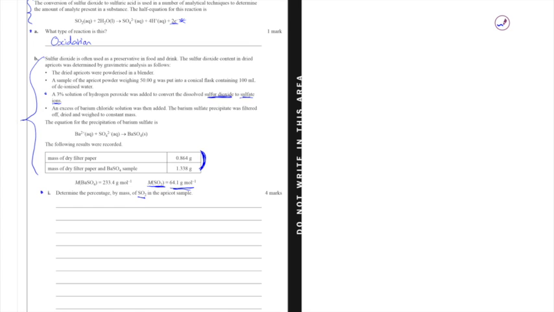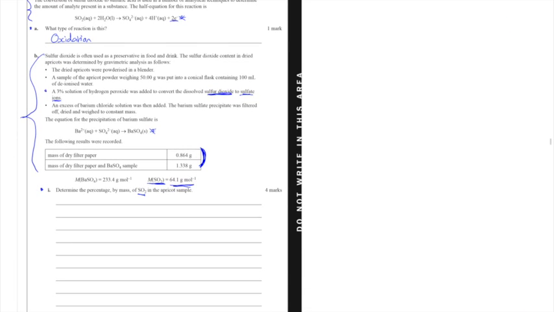So I'm going to get stuck right into it. And how we're going to determine the percentage by mass? Well, that means we're going to need a mass ultimately. If we need a mass, that means we're going to need the moles. And the only way we can get the moles is by using molar ratios. We can see here that this is the only reaction that I'm given. And it states that there is a 1-to-1 ratio between my barium sulfate and my sulfate ions.